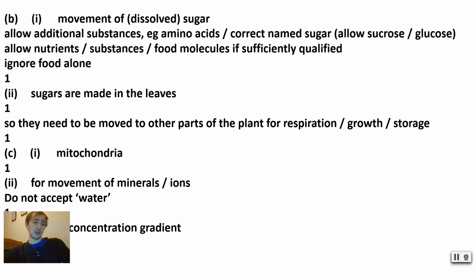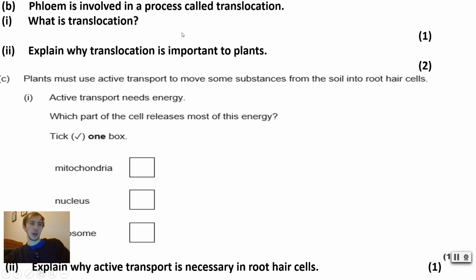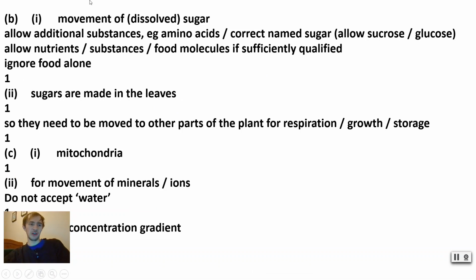So, answers. Translocation is the movement of dissolved sugars. You can also move other things in it, but sugars are the main things. Then you've got: explain why translocation is important. Sugars made in the leaves need to be moved to other parts of the plant for respiration, growth, storage.